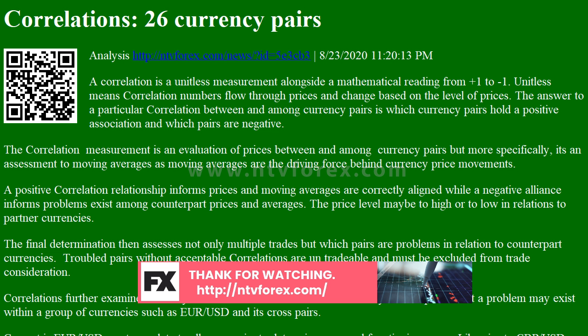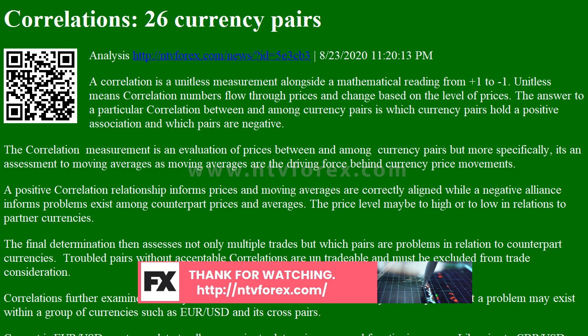Correlations further examine not only overall normal and non-normal currency market prices, but a problem may exist within a group of currencies such as EUR/USD and its cross pairs. Correct, as EUR/USD must correlate to all cross pairs to determine a normal functioning group. Likewise for GBP/USD and cross pairs, AUD/USD and cross pairs, NZD/USD and cross pairs.